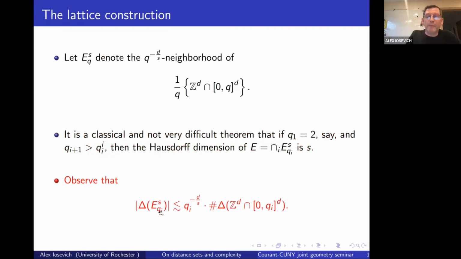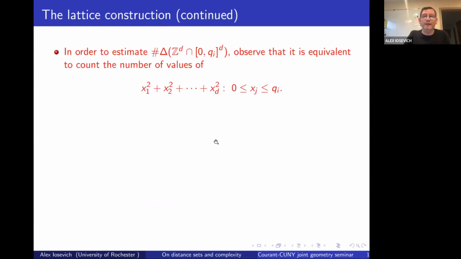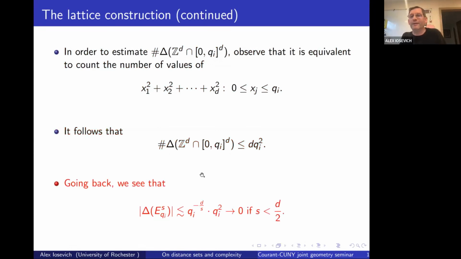And then what is the Lebesgue measure of the distance set? Well, the distance set involves two types of interactions. Close interactions inside each ball, so that's how you get an interval of length q_i to the minus d over s, and large scale interactions. And these are just measured by distances in the integer lattice, okay? And we've already discussed what happens here, that the number of these distances is bounded by a constant multiple of q_i squared. So if you put everything together, what you see is that the Lebesgue measure of the distance set goes to 0 in general if s is less than d over 2.